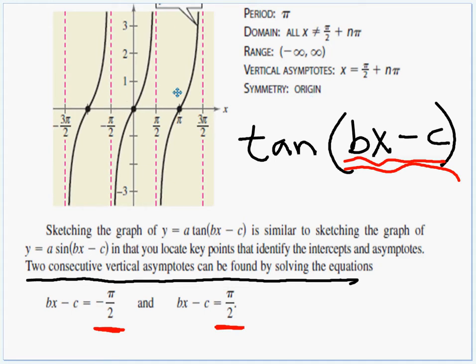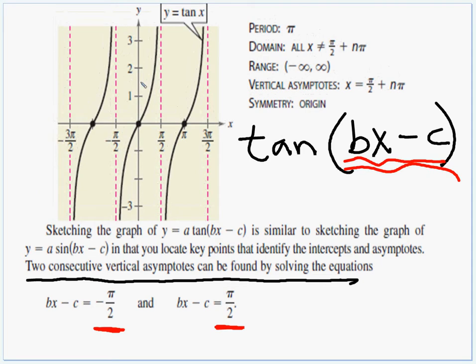So again, let's go back up here and take a look at this basic tan graph. Notice it goes through the origin, and we have a vertical asymptote at half pi, and a vertical asymptote at negative half pi. What is the distance between those 2 asymptotes? Well, that's 1 pi radians. That's also the period of this function.